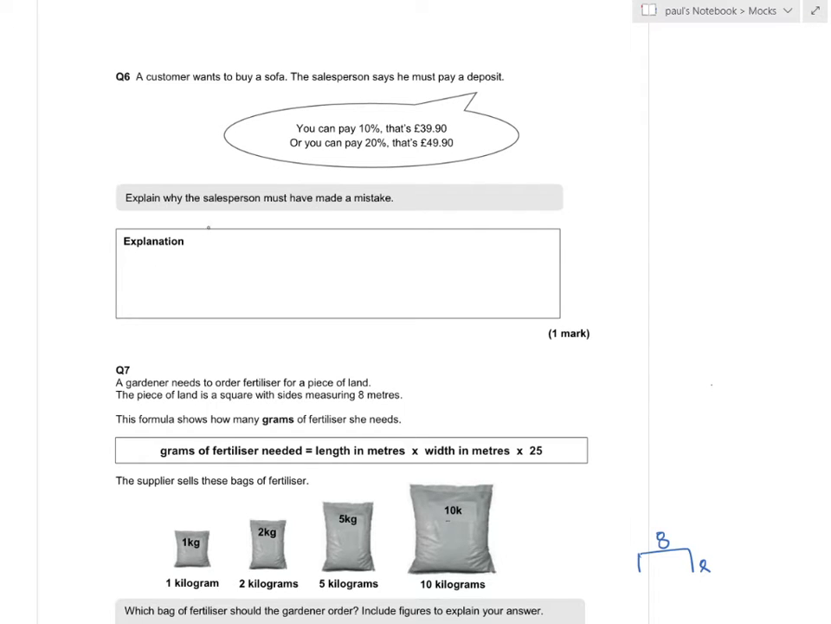Well, 20% is twice 10%. So 2 times £39.90 is £79.80. Not £49.90. Yeah, didn't double that, did it? Just added a tenner on. Yeah, that's no good at all.